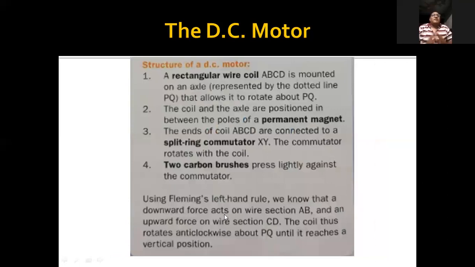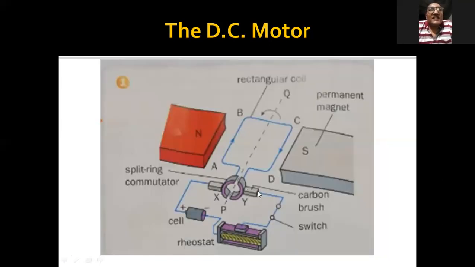Two carbon brushes press lightly against the commutator. So here you have two carbon brushes. They are basically providing the connection between the stationary battery and the rotating coil and split ring commutator. Because the split ring commutator will be rotating, but these carbon brushes are stationary. So they provide the electrical connection between the stationary battery and the rotating split ring commutator and the coil.